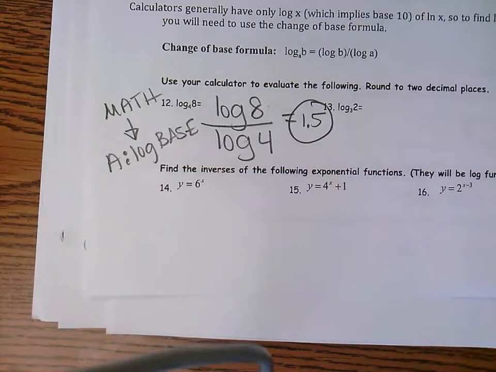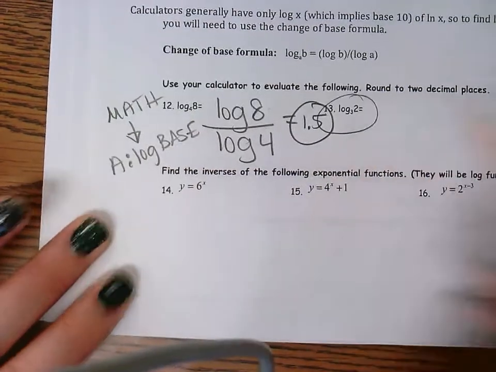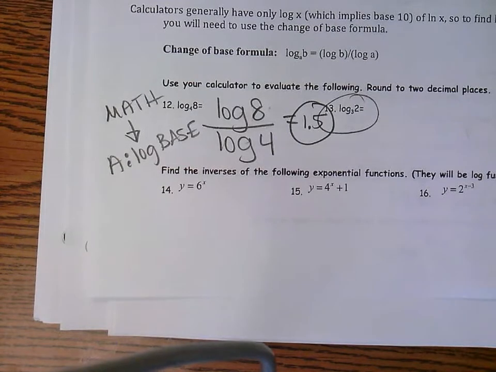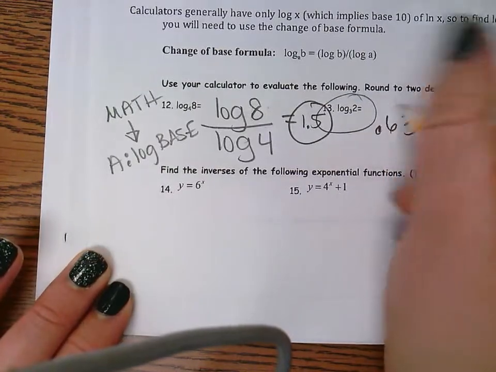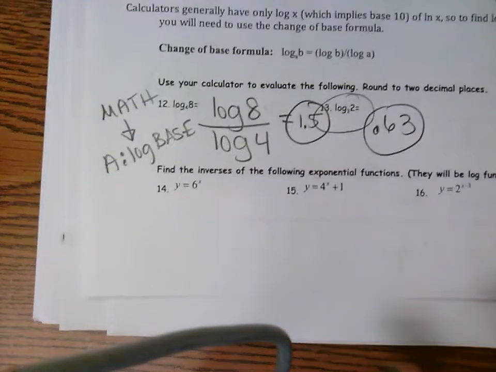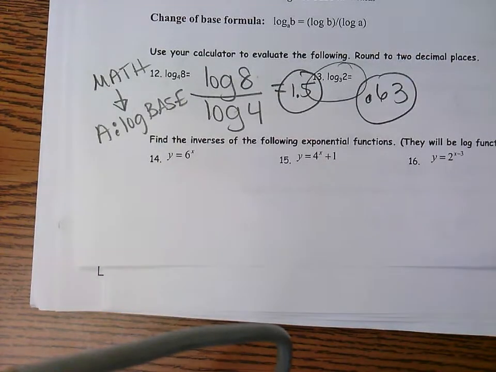So they're pretty powerful. So why don't you try 13, evaluate. You could either do math log base or do the change of base formula. What'd you get? 0.63, yeah. Everyone got that one way or the other, right? So pick a strategy. You just need to be able to evaluate logs.